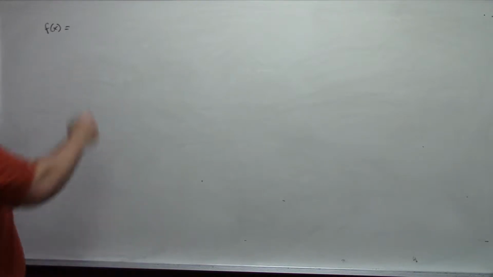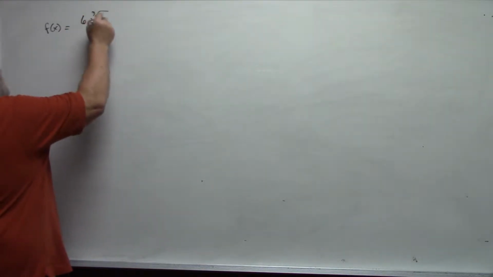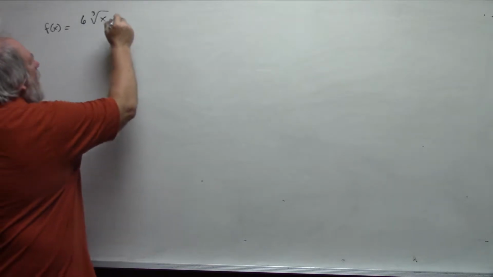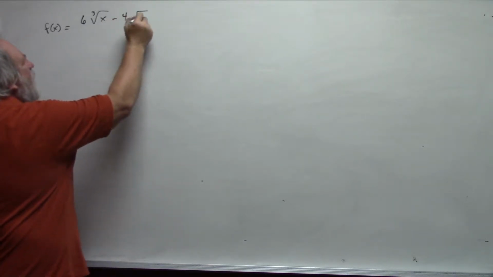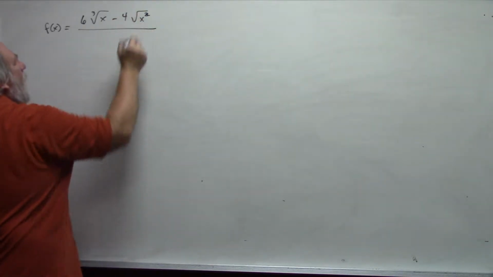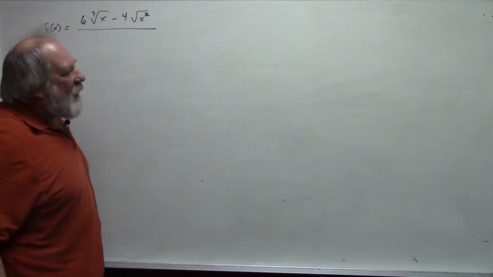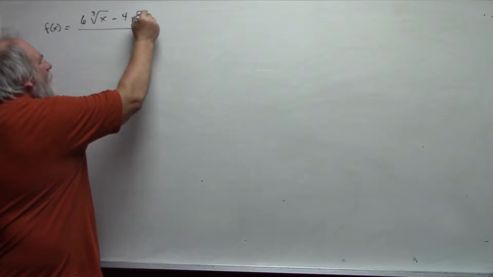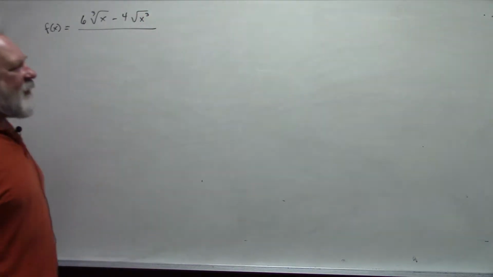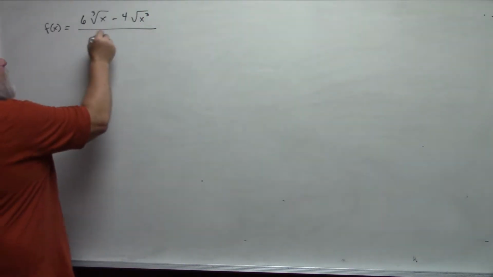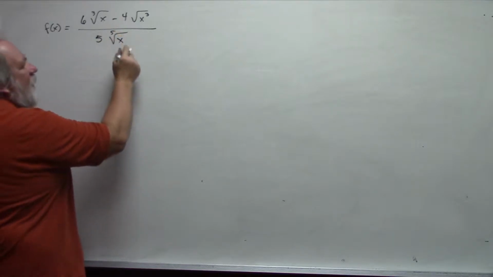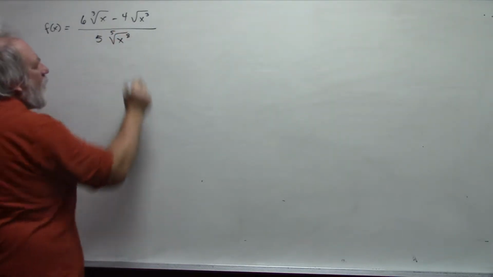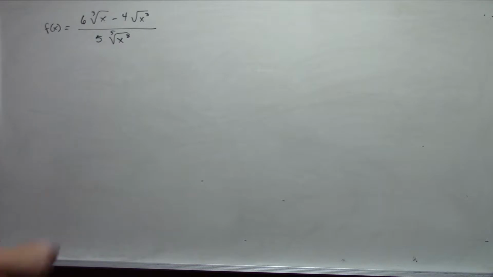Suppose f of x is equal to 6 cube root of x minus 4 square root of x squared, divided by 4 square root of x cubed, divided by 5 times the 5th root of x to the 8th. And this is problem 1C in the worked out examples.